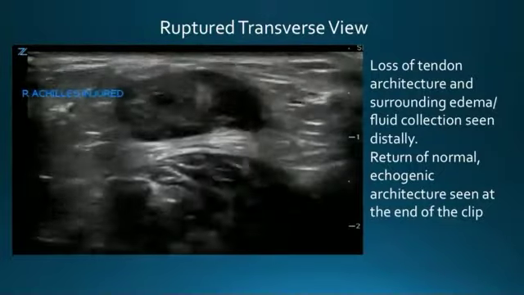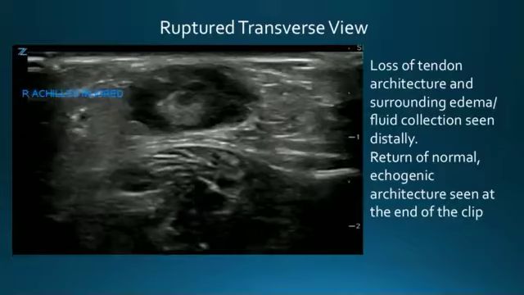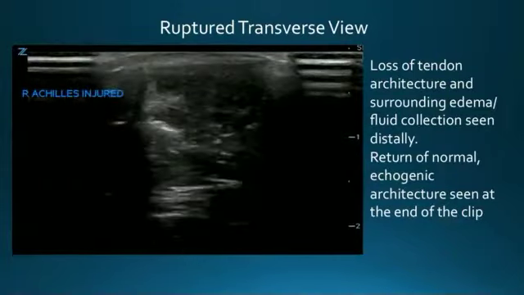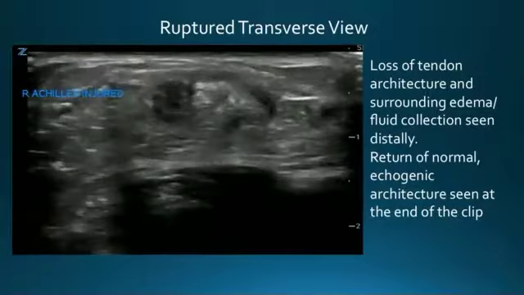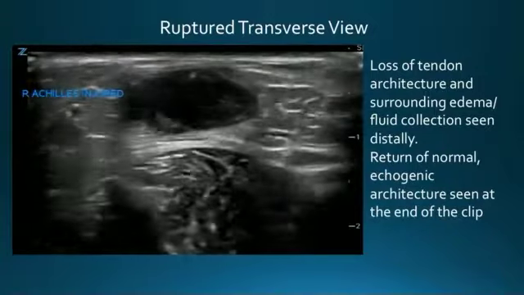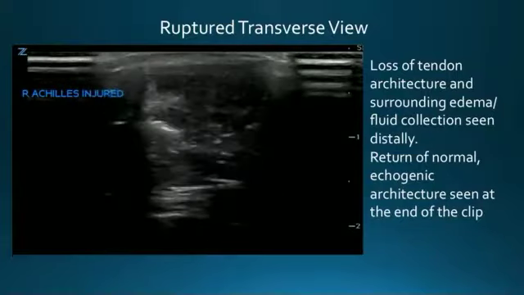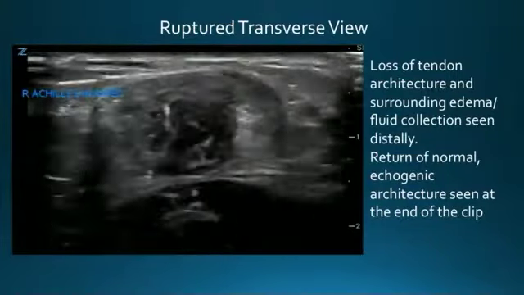In this particular view, we can again appreciate a ruptured Achilles tendon in the transverse view. You can see a loss of the tendon architecture and surrounding edema or fluid collection seen distally. Return of the normal echogenic architecture can be seen towards the end of the video clip.